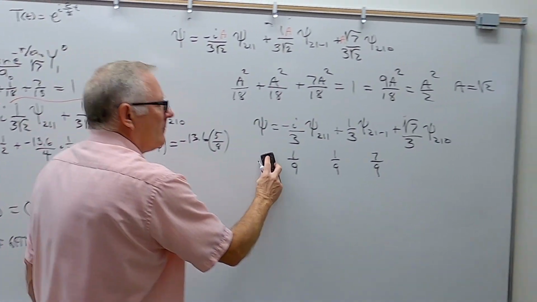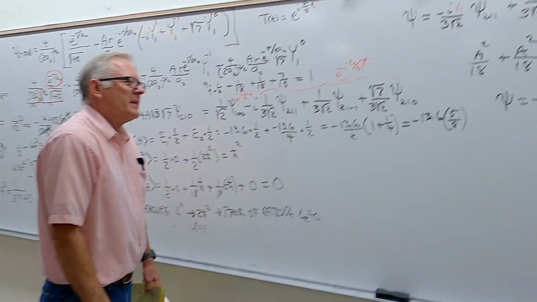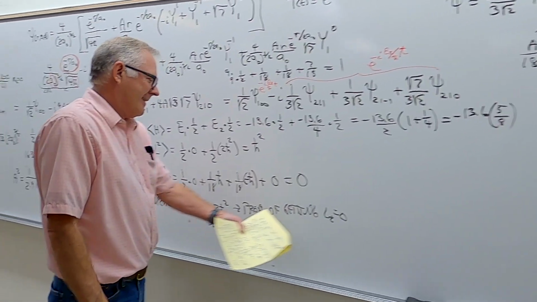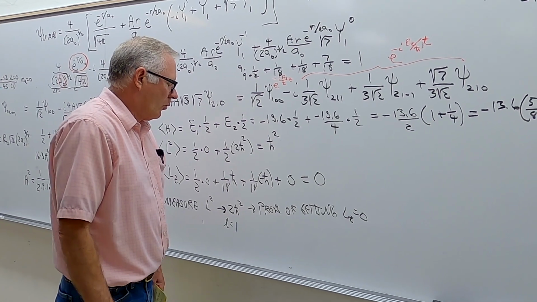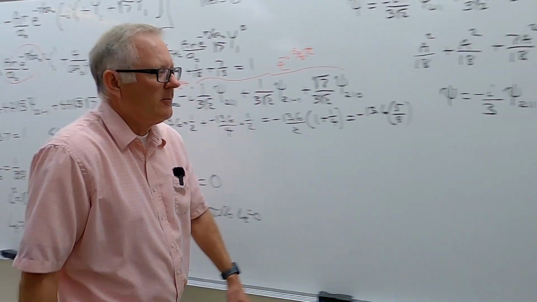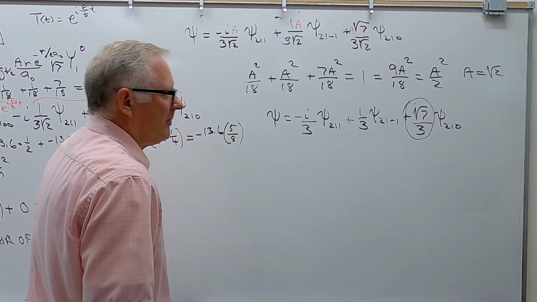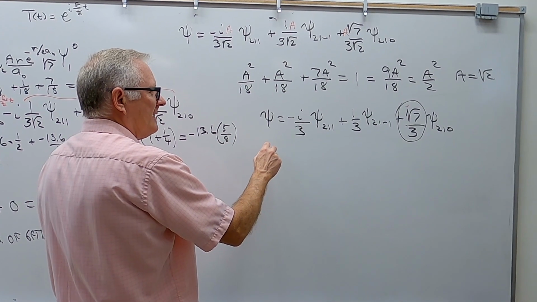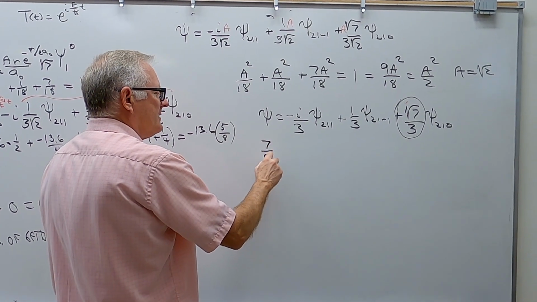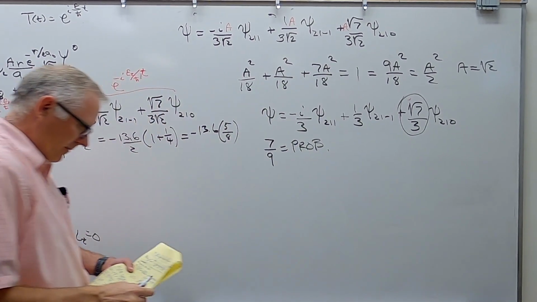So we renormalized it. And now we ask, what's the probability of getting Lz equal to 0, or m sub L equal to 0? It would just be this term squared, since now it's all normalized. So that would just be 7/9. That would be the probability.